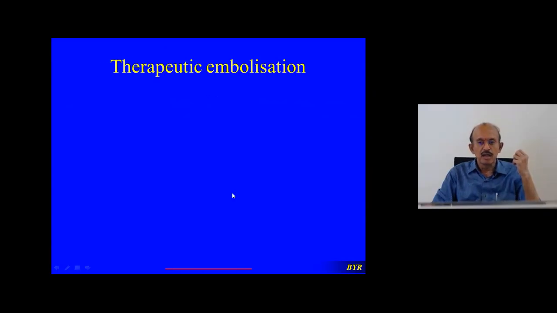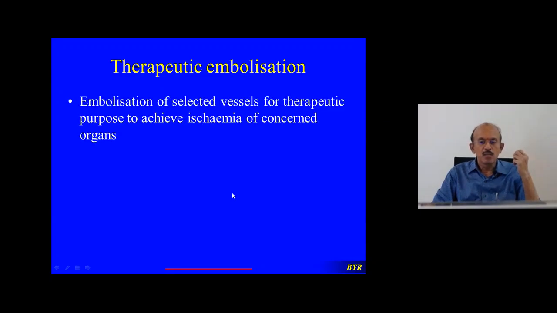Therapeutic embolization, I already told you about it, but I'll tell you again. It is embolization of selected vessels for therapeutic purpose, to achieve ischemia of the concerned organs. So if any organ is bleeding, for example, there is a tumor in the liver and it is spontaneously bleeding, then you can do therapeutic embolization.